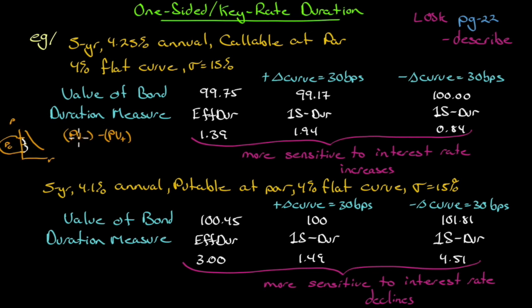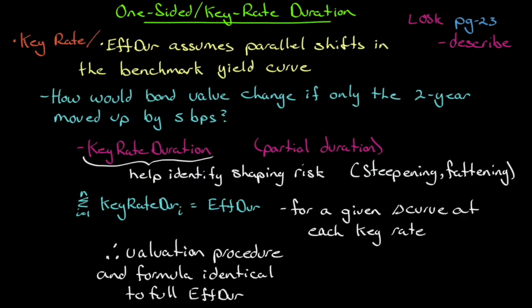So that's basically how your numerator would change: you wouldn't be using PV minus minus PV plus. You'd be using PV minus minus P naught and P naught minus PV plus, and there you would get your two sides.